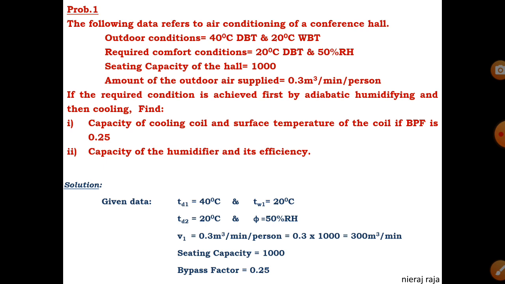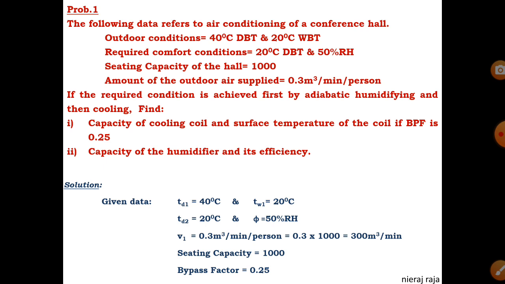What you have to find out: the capacity of cooling coil and surface temperature of the coil, that is also called as ADP, apparatus dew point temperature, that is effective temperature of your coil. That could be cooling or heating coil. In this problem we will have to deal with the cooling coil if the bypass factor is given as 0.25. Okay, and at the same time, second thing what you have to calculate, that is capacity of humidifier and its efficiency.